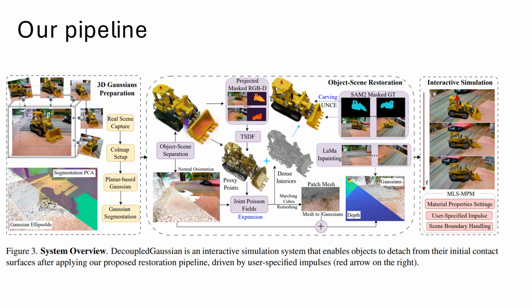Okay, let's go into our pipeline. In our pipeline, we have three parts. The first part is 3D Gaussian preparation. We need to prepare the Gaussians, which sometimes need real captured scenes to reconstruct Gaussian splatting, and also need to segment the objects we need to move. The second is to restore the object and its context scene. And the last is using the object and the context scene after restoration to do the simulation. In the red circle, I pointed out some novelties we have made in this work.